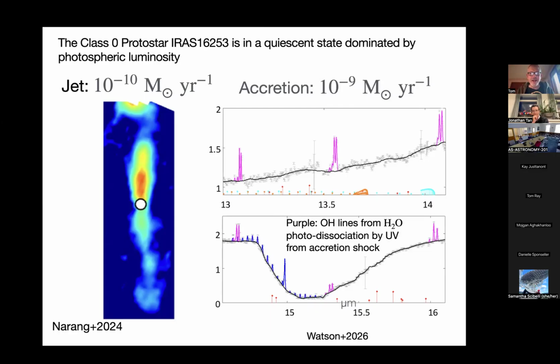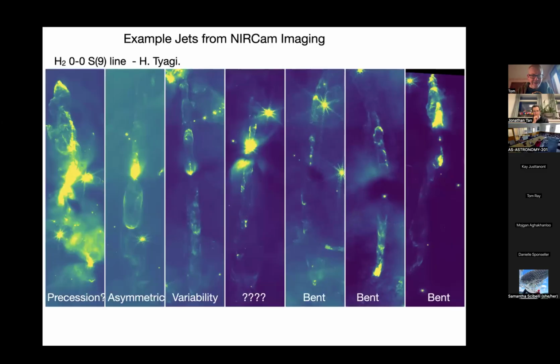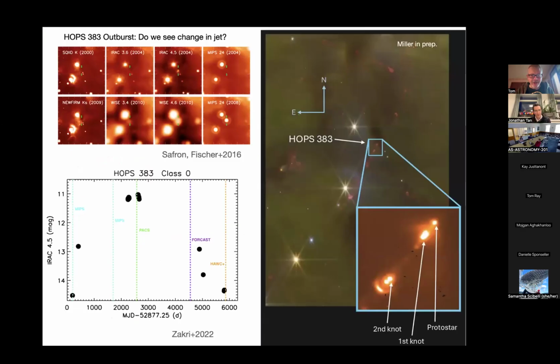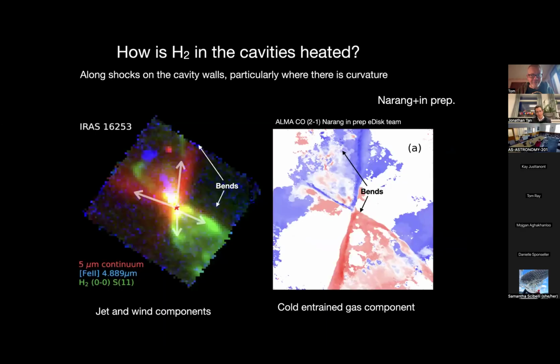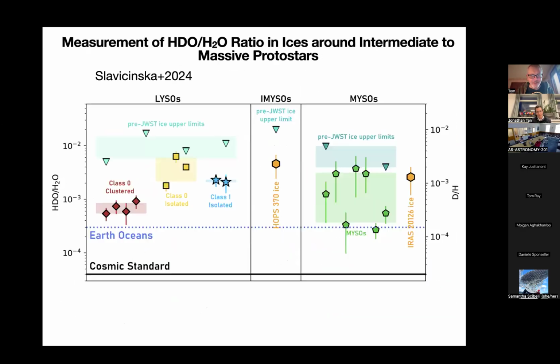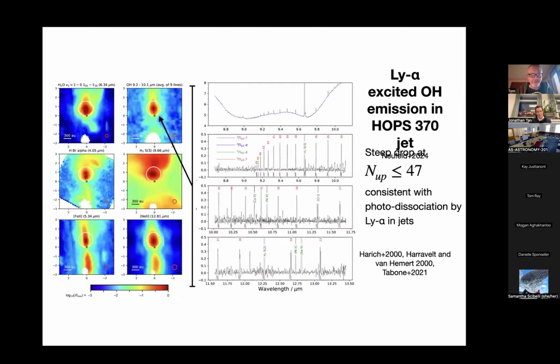Now, the OH for this source is concentrated at the center, and so we're pretty confident that this OH emission is coming from shocks, from accretion shocks. But there's another source, and there's a paper by David Neufeld, where we do see OH, but it's not from the central source. It's actually coming from an outflow knot.